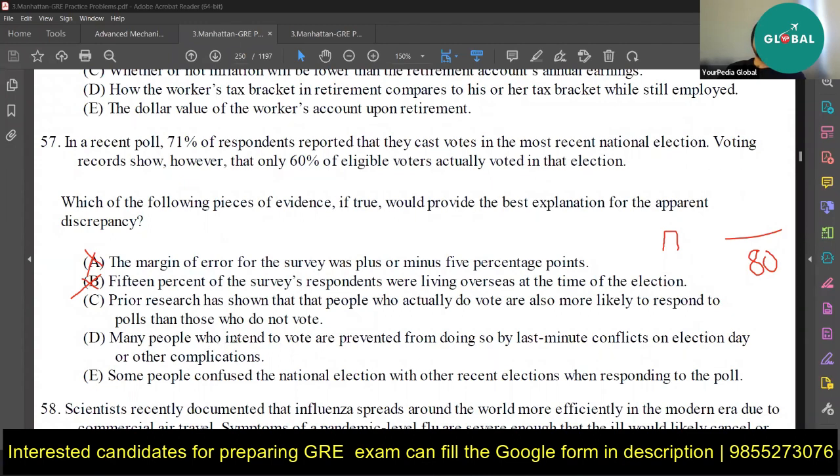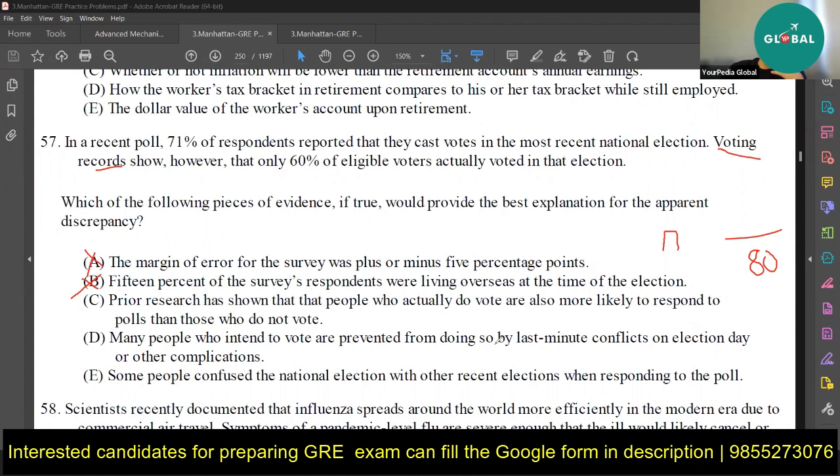This can be correct, but then this voting records doesn't have their data. So this is actually not solving the paradox. Basically, the paradox is saying in polls, 71% of respondents are saying they cast the vote, and actually 60%.